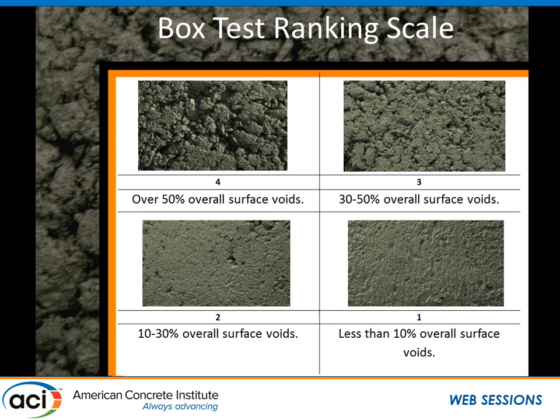We look for surface voids. Look for what's the percentage of surface voids. And we want mixtures that don't have a lot of surface voids. We want mixtures that have something like a 2 or a 1. And we're happy with a 2. This would be something we're not happy with, 30 to 50% overall voids, over 50% voids, not happy, not good. We would say that those would fail the box test.